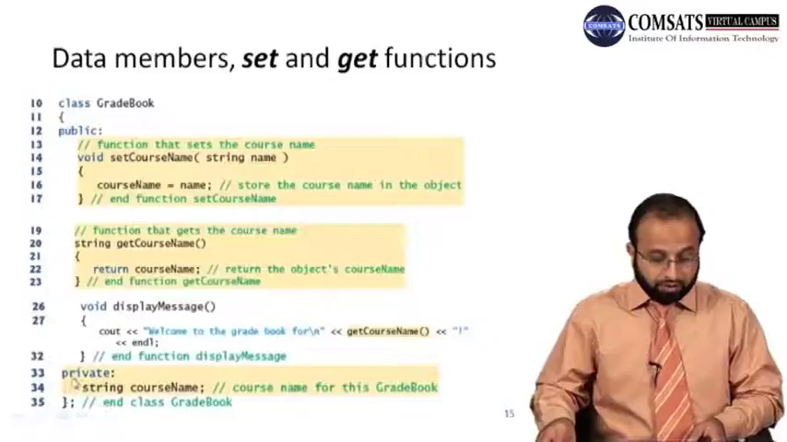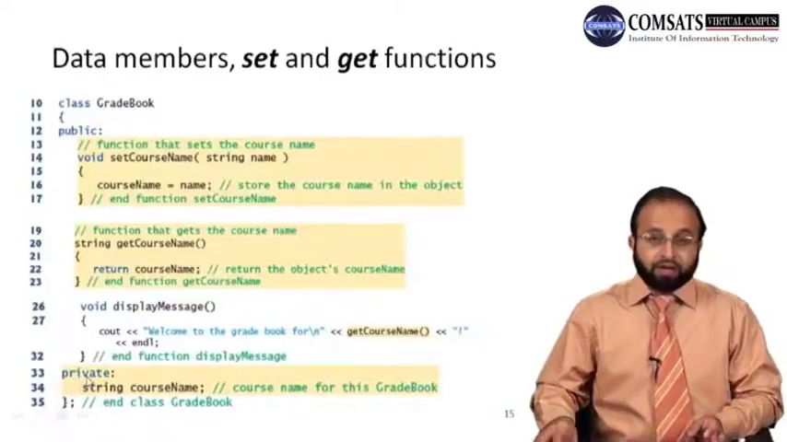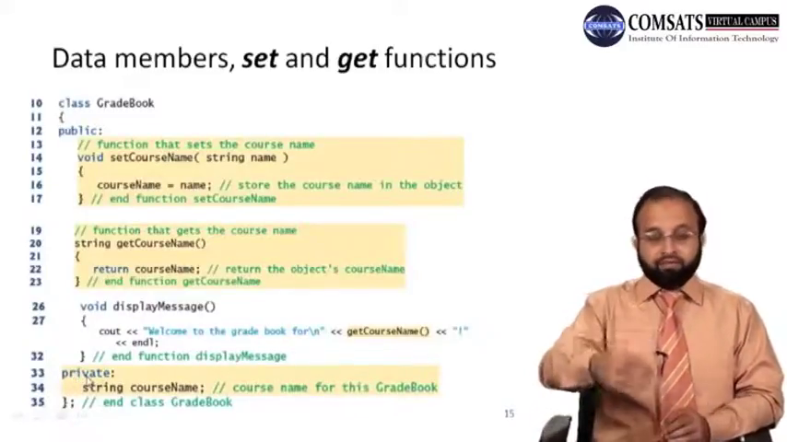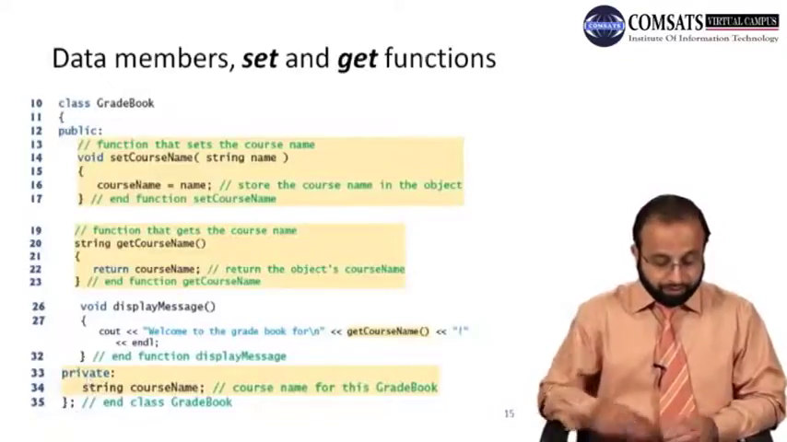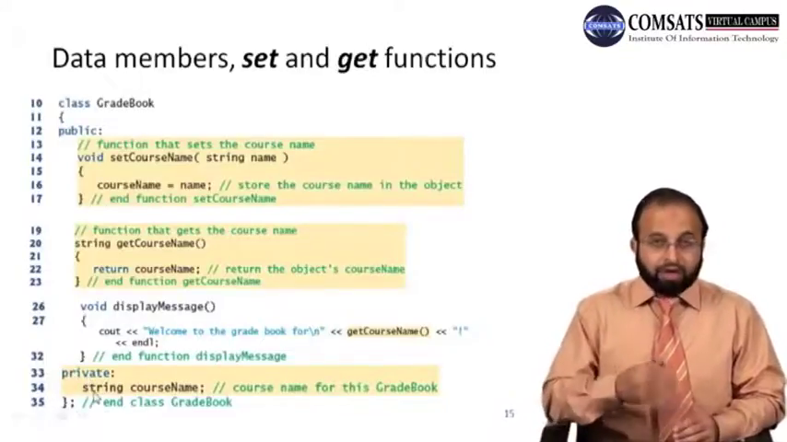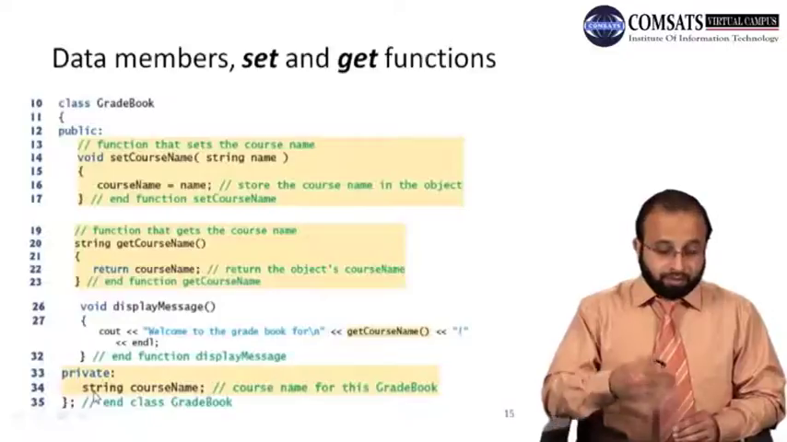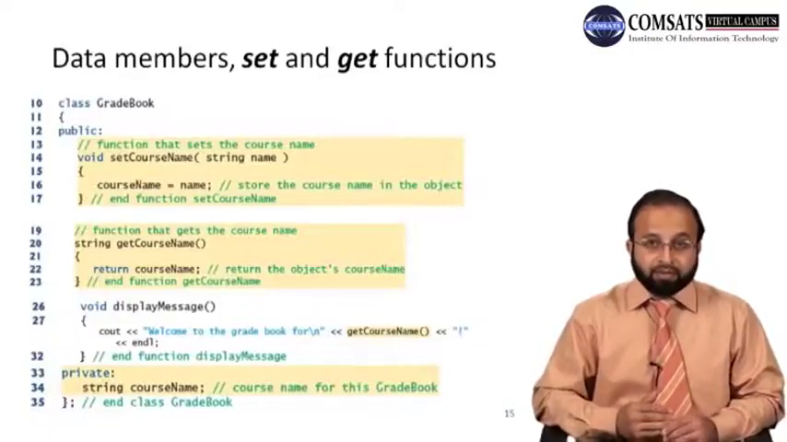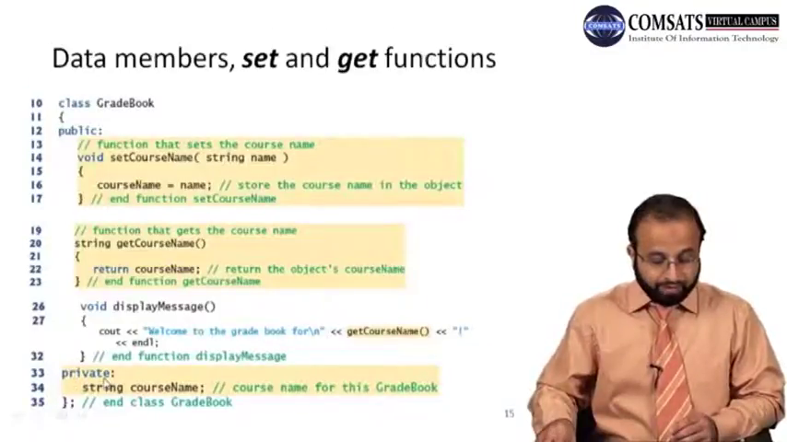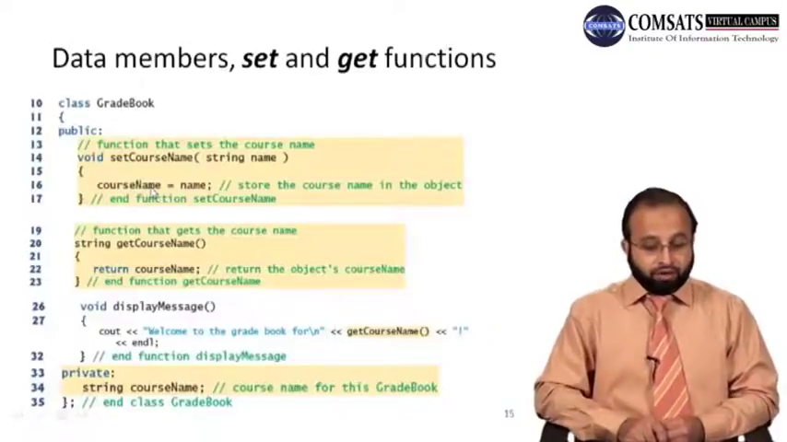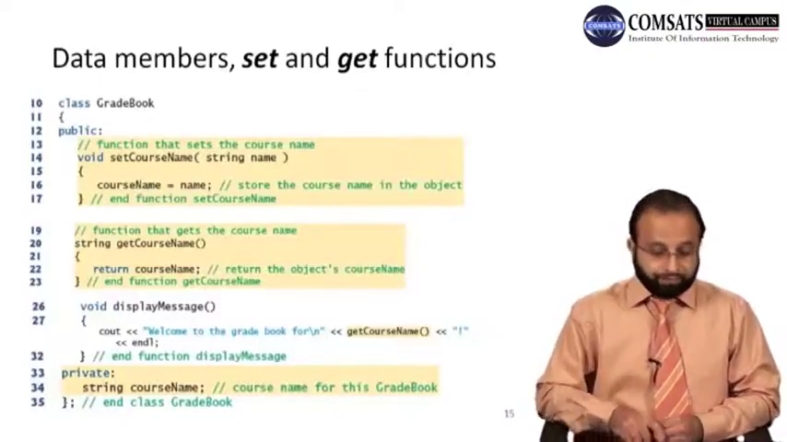So you can write the private data member over here after the public, or you can write it before the public. It doesn't matter, right? So in the previous example, we have all the private data members before the public. So the private data member in the class is an object whose type is string, the name of the object is course name. So with the set function you are assigning the value to the private data member of the grad book object.